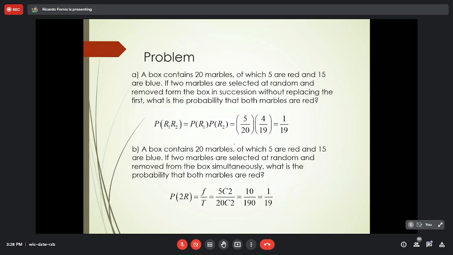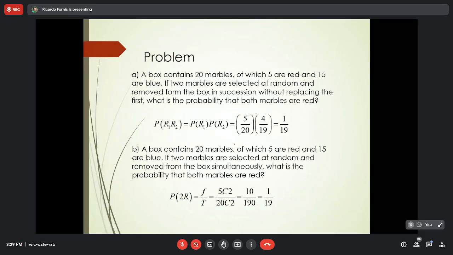And let me give you these examples. So we have here an example. A box contains 20 marbles, of which 5 are red, 15 are blue. So 5 and 15, that's a total of 20. 2 marbles are selected at random and removed from the box in succession without replacing the first. So you take the first, do not put it back, then get the second. Question is, what is the probability that both marbles are red?